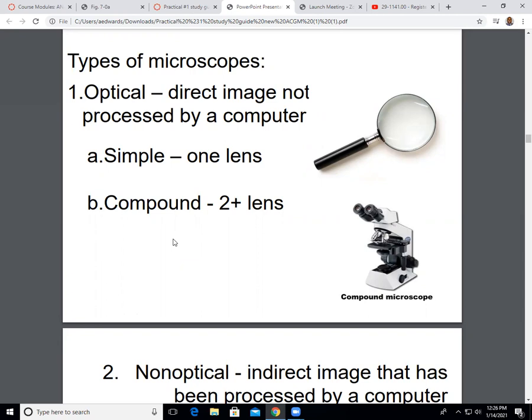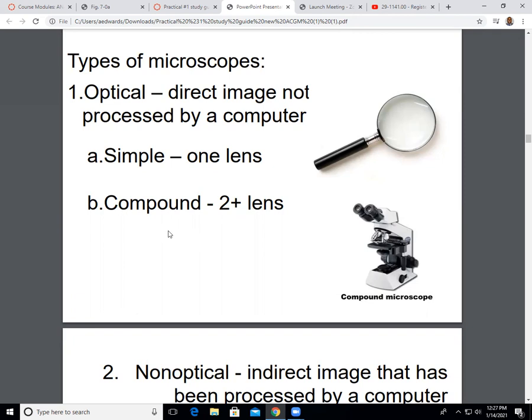This is a compound microscope, because it has multiple lenses, two or more. So you have the lens you see through, the eyepiece, and you have a lens at the objective. We'll get into the parts in just a moment. You do need to know the parts of a microscope. I'm just going to tell you that now for the quiz.